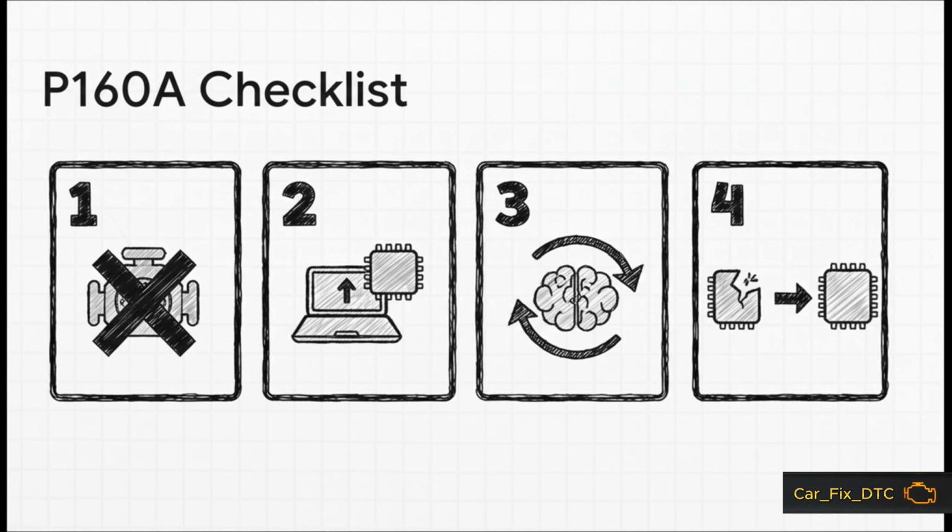If that doesn't fix it, step 2, move on to the software. Try reprogramming the PCM's calibration. Still no good? Step 3 is that full relearn vehicle data procedure. And only if you've done all of that do you move to the final step, replacing the PCM itself.